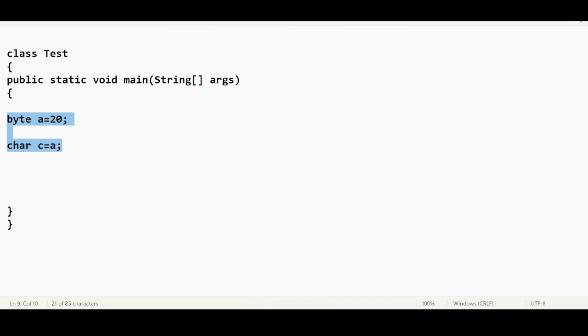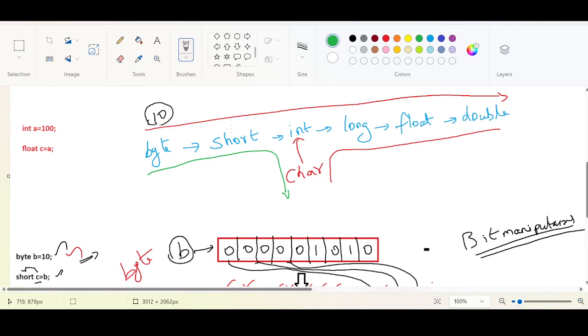So byte a equal to 20. 20 was assigned on top of byte, right? If you look at the way it is going to travel, byte can be promoted to short, can be int. This is the path. When you do promotion, this is the path. The path cannot be like this. This path is not defined in Java. Byte, short, and char. This path is not defined. That's why compatibility issue. This is not possible.